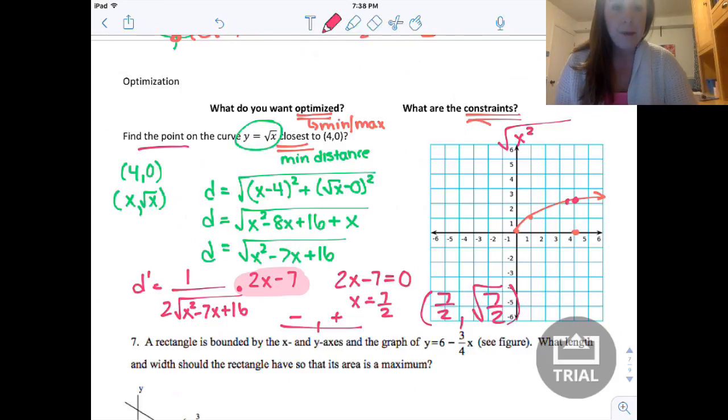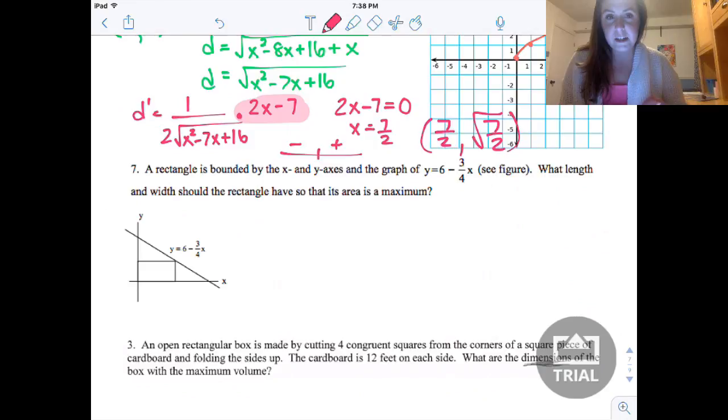Okay, and I saw one more. Shout out to Ryan, because Ryan wanted a shout out. Ryan N, because I know there's 70 of you. Okay, we're going to look at another optimization problem. Keep questions coming if you have them, okay?